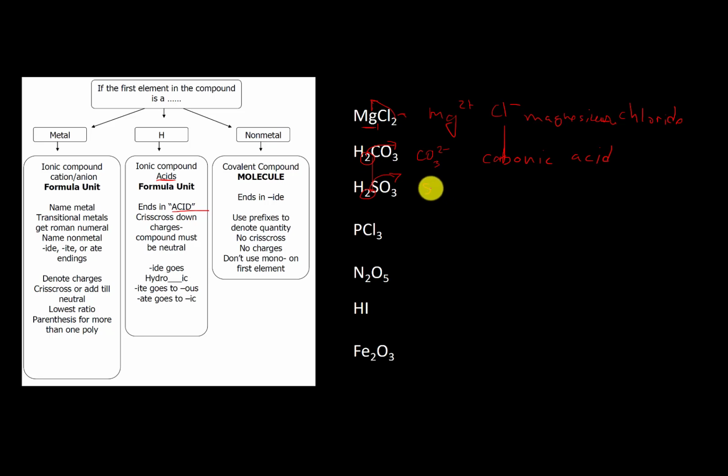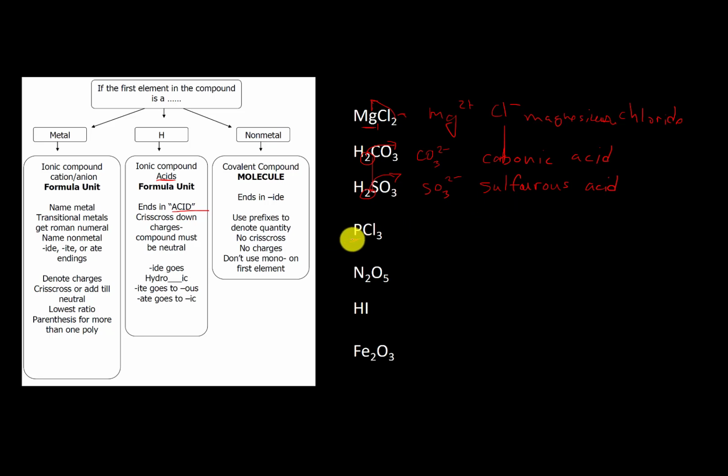Carbonic acid. Okay, now the next one here, let's just figure this out quickly. It is SO3 2-. Now, hopefully you've been studying this because you will figure out that this is sulfite. ite. Look down here. ite goes to ous. We can actually call this sulfurous acid. And if you would have put sulfus acid, you would have still gotten full credit. But the correct name is sulfurous acid.